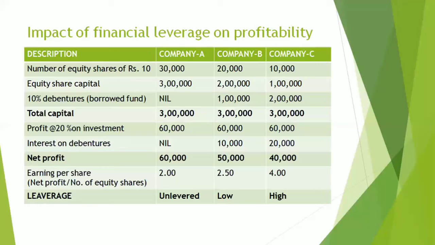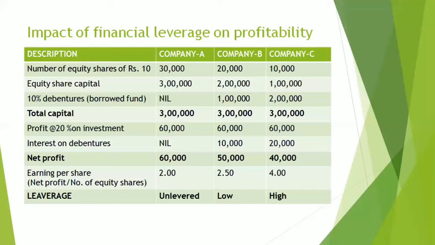Company C has issued 2 lakh rupees debenture. It has collected 2 lakh rupees by way of debenture. So 10% of 2 lakh is 20,000 interest on debenture. So now what would be their net profit after subtracting interest? Because interest is one type of expense that we minus.